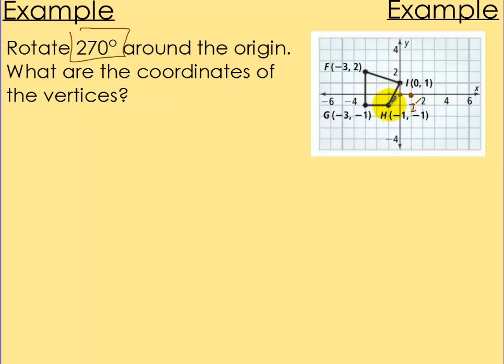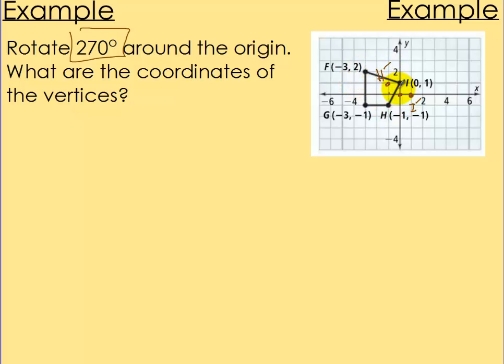All right, let's look at H. H is right here. H is 90 degrees around that origin, kind of that corner from that origin. Rotating it 90 would then put it right here. And rotating it 90 again would be putting it right here. And rotating 90 again would be right here. So my H prime is going to be right there.